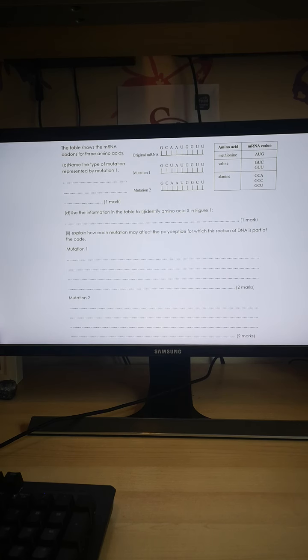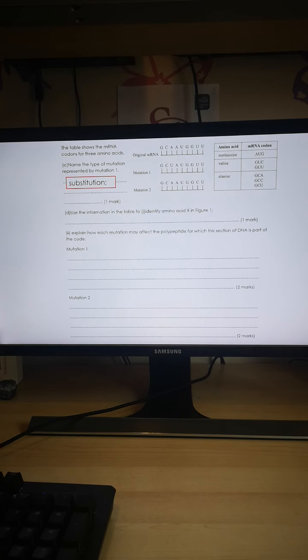Okay, now the fun bit. The table shows the mRNA codons for 3 amino acids. Name the type of mutation represented by mutation 1. Okay, so if we're doing a comparison to the original, we can see that here is where we have a change, but downstream does not appear at all affected. So this is a swapping of the U instead, isn't it? So that's a substitution mutation, and that's the common thing that you'll be asked to do.